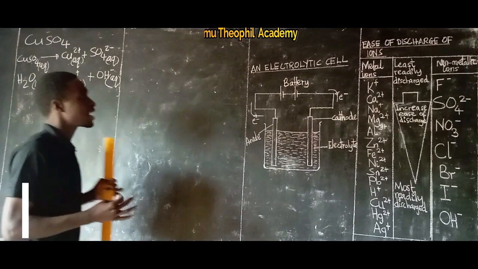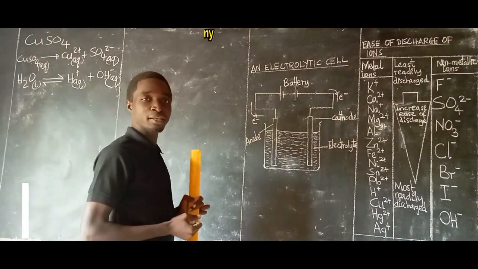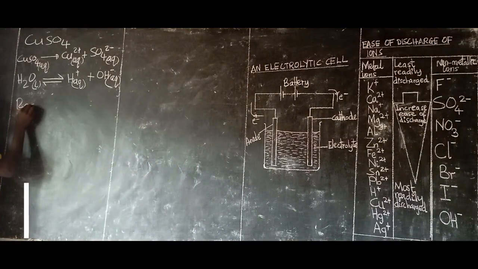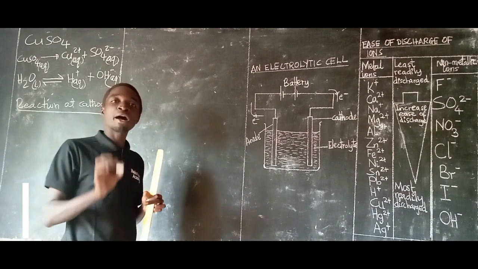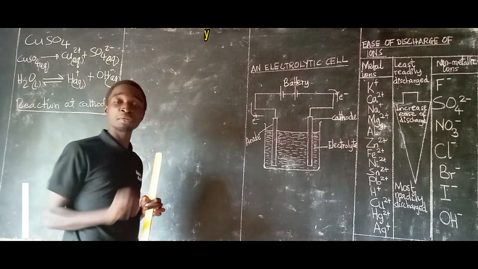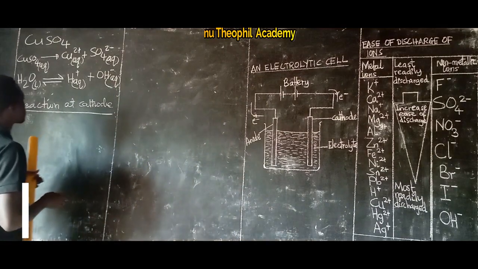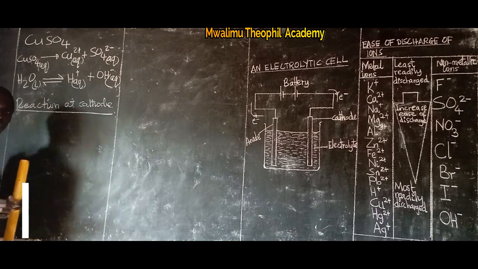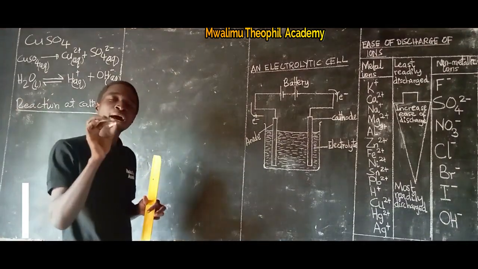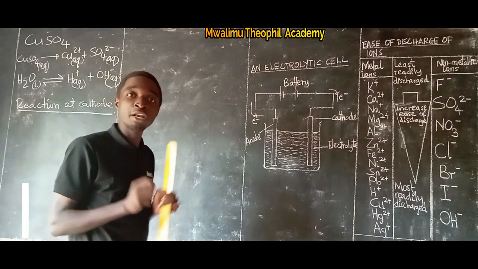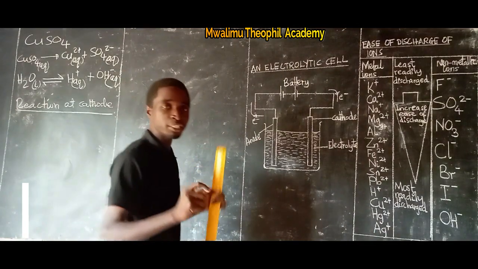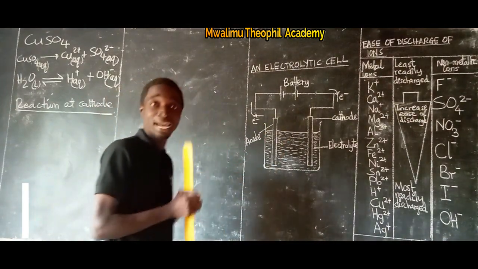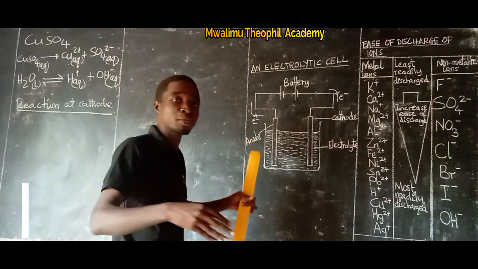Now, let us see the reactions at each electrode, I mean the reaction at cathode and anode. Let us start with the reaction at cathode. You have to know that the positive ions will migrate towards the cathode to be discharged. The positive ions which will migrate towards the cathode are copper 2 ions and hydrogen ions. Now, which one of the two, copper 2 ions or hydrogen proton, will be discharged?